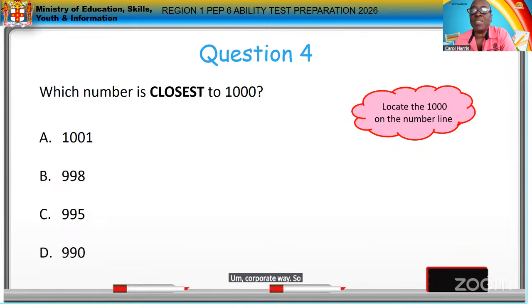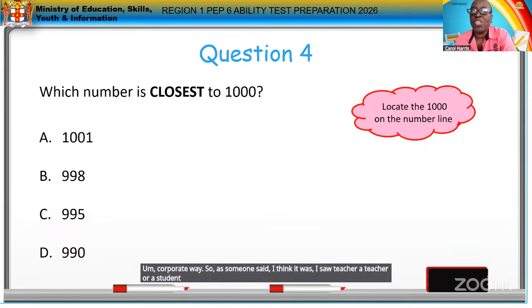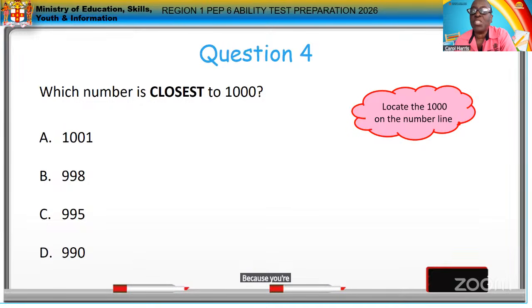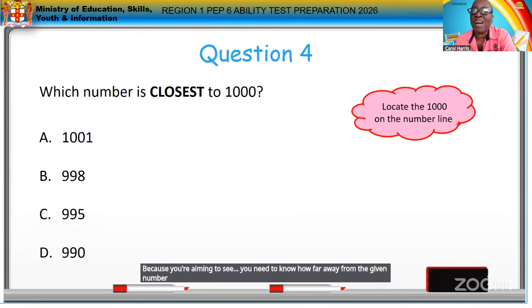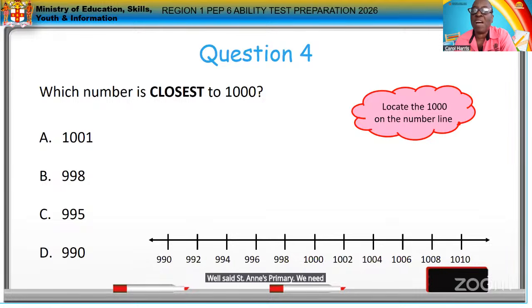So as someone said, I saw a teacher or a student mention it there, you're going to be finding the difference because you need to know how far away from the given number the other numbers are. Well said, St. Anne's Primary. We need to know how far away, and we find that out by using the differences.